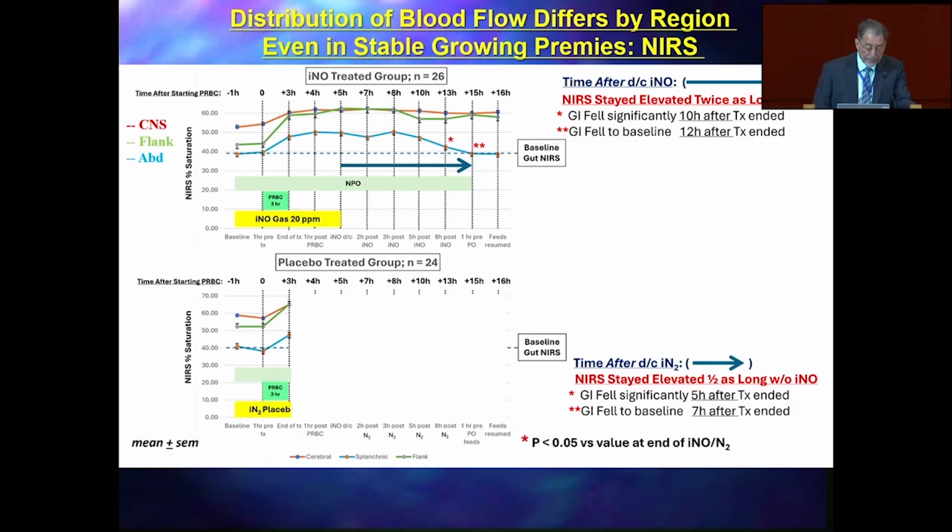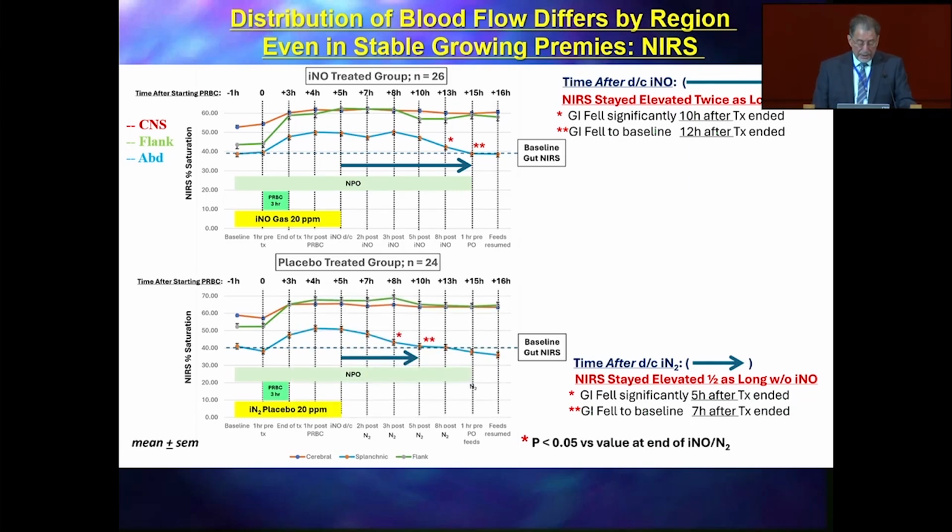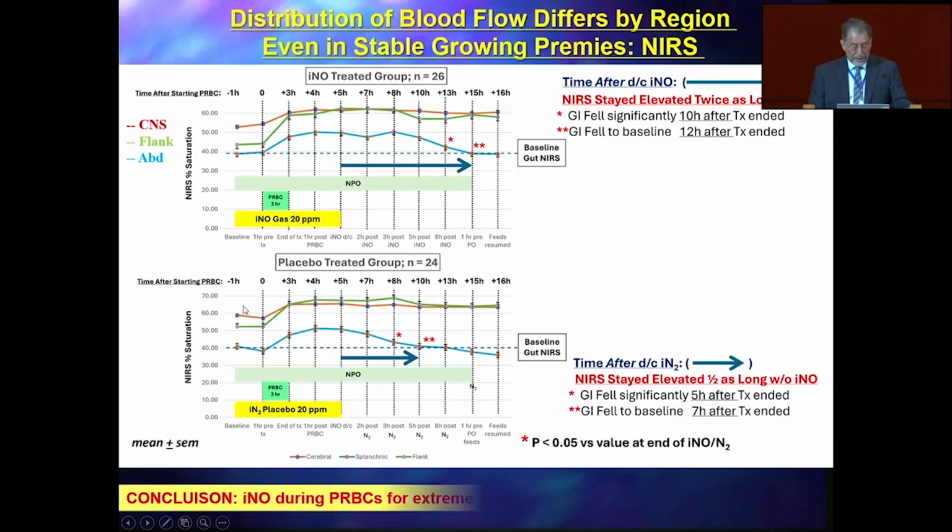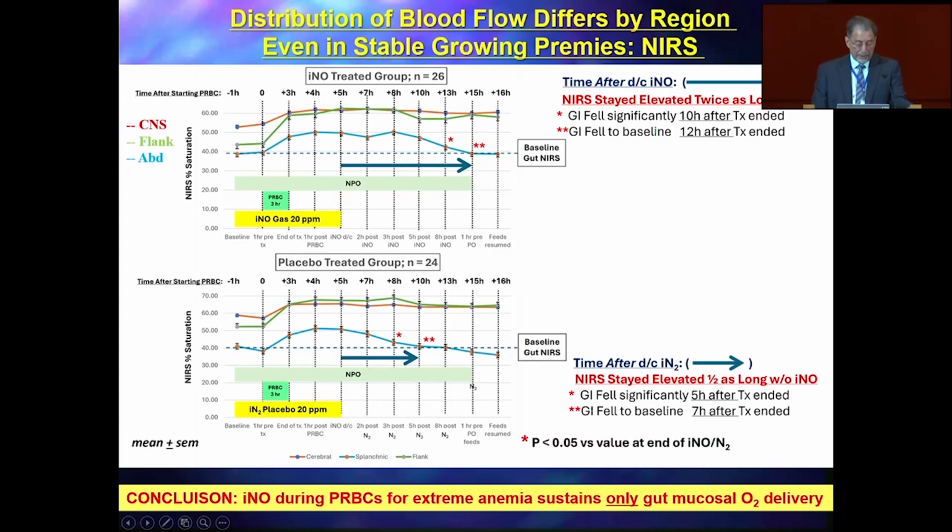Now, when we looked at the same data from the babies who were given nitrogen, blinded, there were 24 of those patients, and again, the gut was the lowest near signal, only at 40%, which is rather low for the intestine. The flank was 50%, and the brain was 60%, which is incredibly low for the brain at a hematocrit of 25 in stable growing neonates. And in each of them, the quantity of increase was the same. However, in this case, if you look at the arrow, the transfusion had no effect on the, it's a trick to get this to work, the arrow.